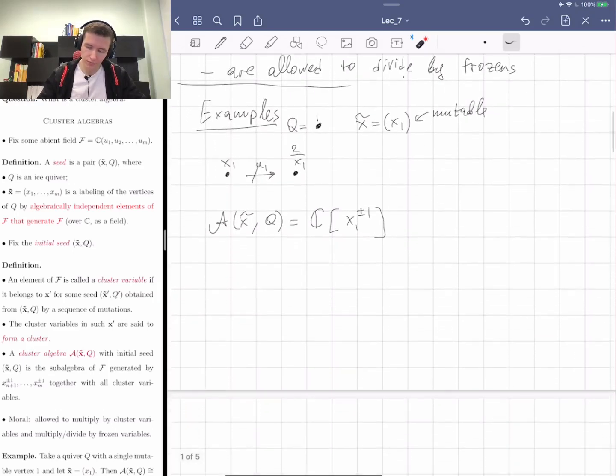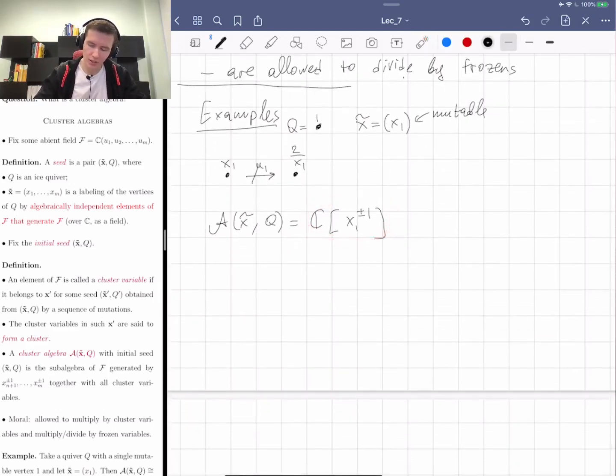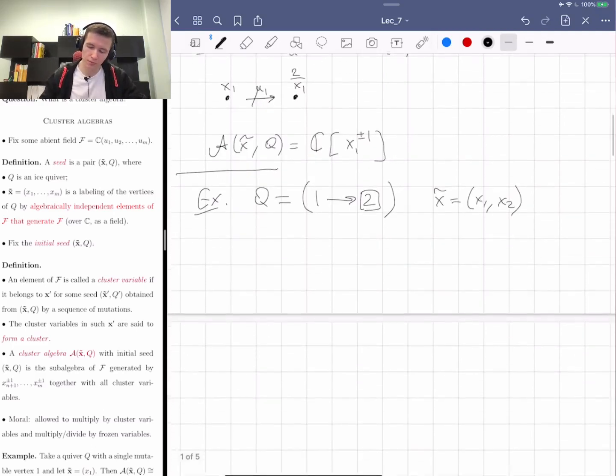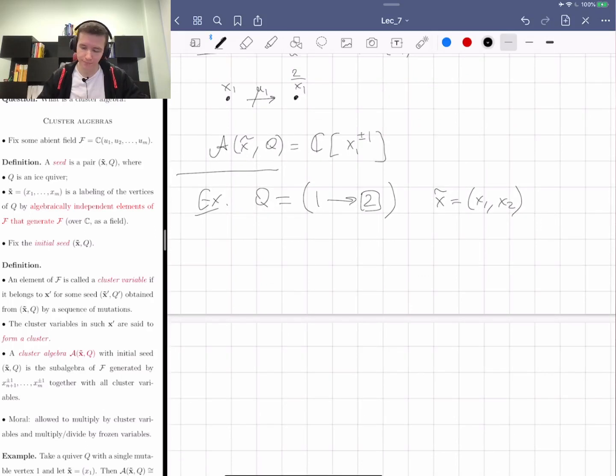Now, well, that may sound like an interesting ring. Let me try another example. Let's say Q is a quiver with one mutable vertex and one frozen vertex, and x tilde is x1, x2. So the first step is I mutate in all possible ways, right? So what's going to happen if I have this quiver, x1 and x2? And which mutations do I do?